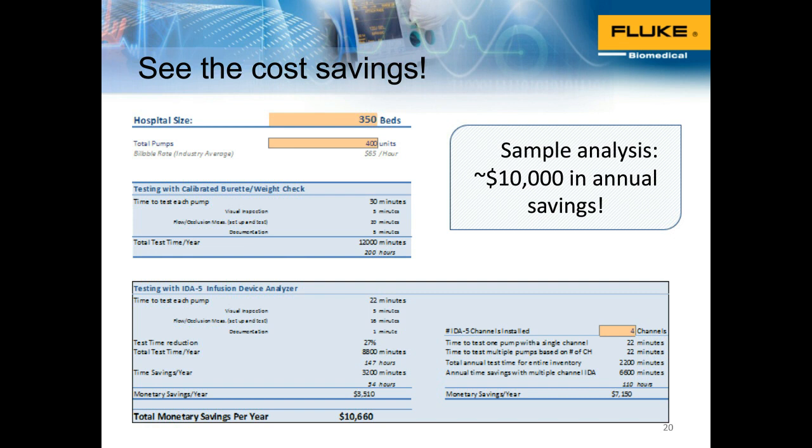And the savings come from two places. One is you're reducing your total test time. And when you equate that to what that means in terms of how much time you're freeing up for your biomeds, that's one piece of it. And the second piece of it is the documentation, all the time that you're saving in documentation and not writing things down physically. You add those two and you basically get your total savings.